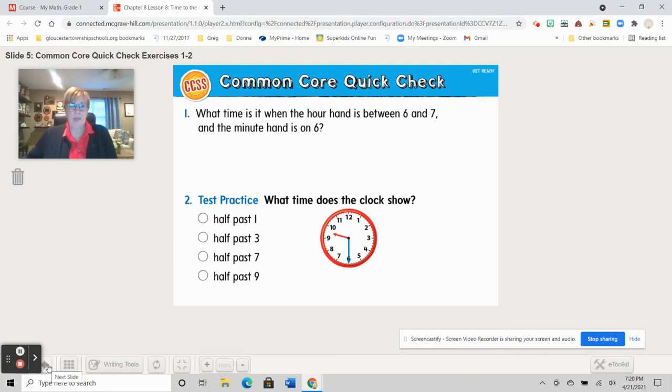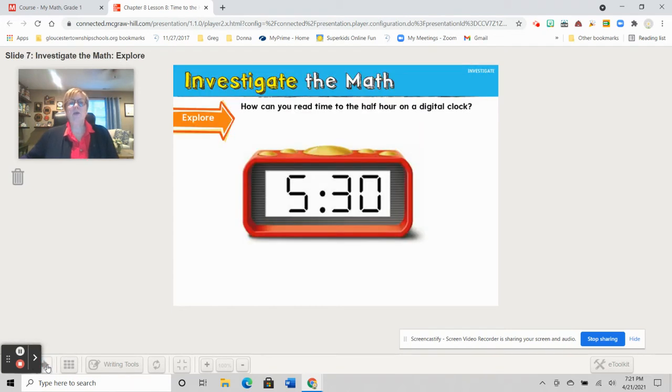Okay, and here are the answers. The time is 6:30. And here, 9:30. Good job. Okay, next. How can you read time to the half hour on a digital clock?